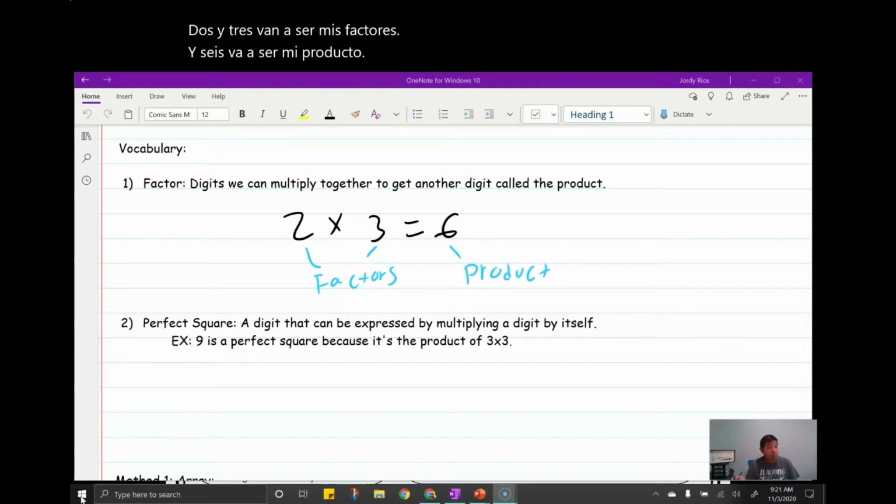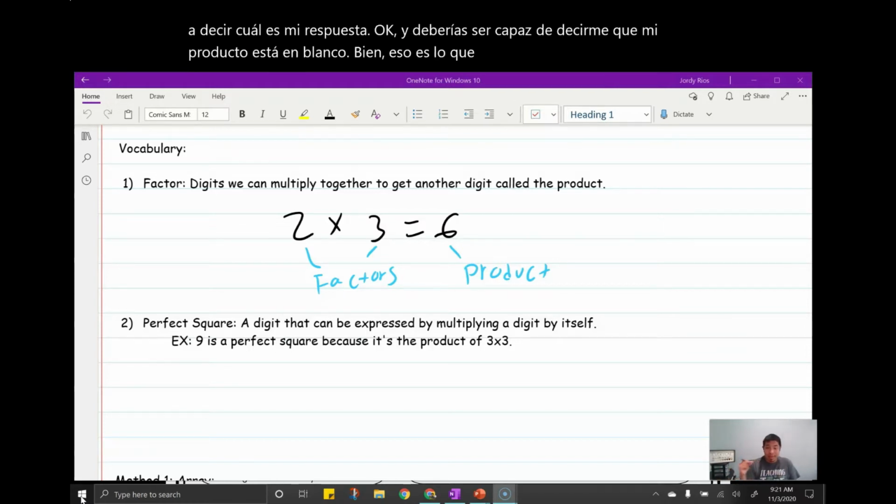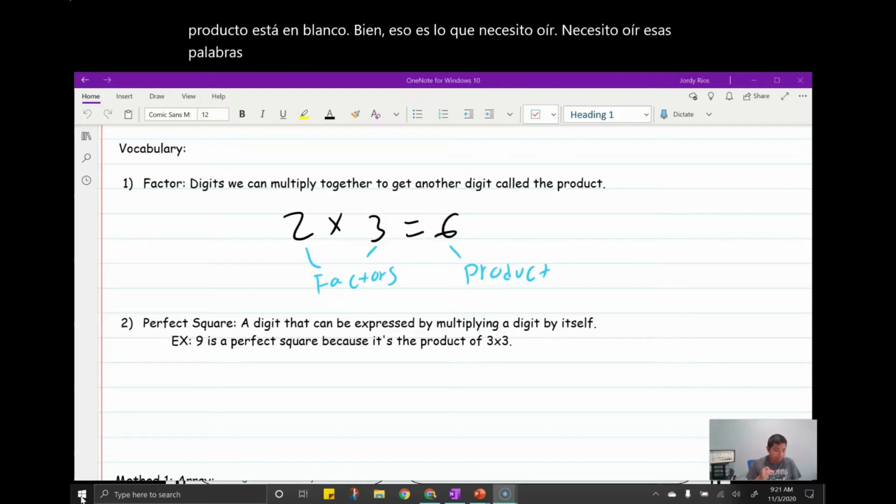So now when we're multiplying, I'm going to be saying, what's my product? I'm not going to say what's my answer anymore, okay? And you should be able to tell me, oh, my product is blank. That's what I need to hear. I need to hear those vocabulary words, factors, product. That's what I want to hear.